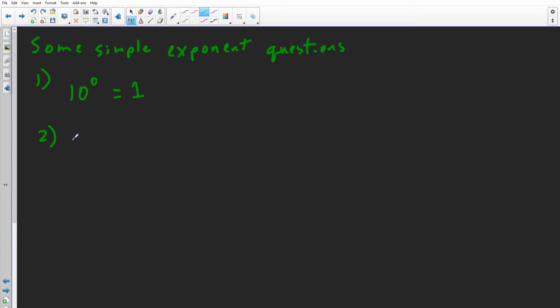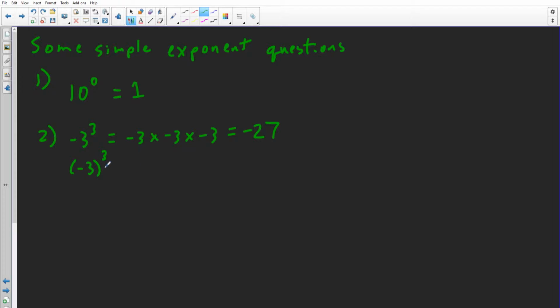Let's try another one. We have negative 3 cubed. So that is going to be the same thing as negative 3 times negative 3 times negative 3, which is equal to negative 27. Now if you were to put this in your calculator, you would need to use brackets. You would need to use negative 3 inside of brackets and then cubed if you were to put it in your calculator. This is to let your calculator know that you are cubing the negative as well as the 3.